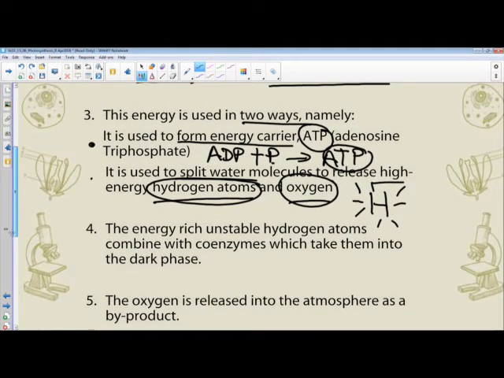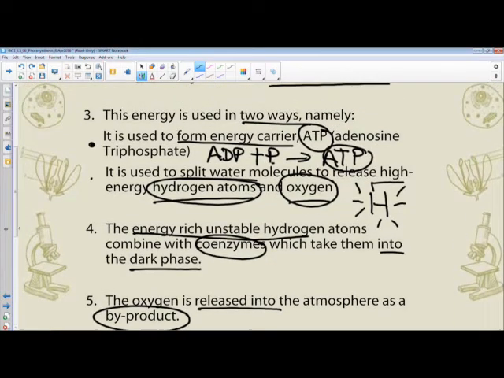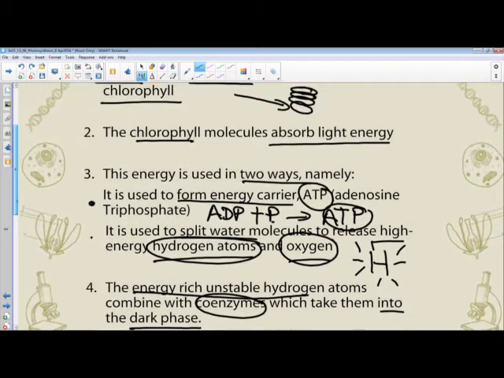Here it comes. The energy-rich unstable hydrogen atoms combine with coenzymes, which then take them into the dark phase. And that energy is then utilized for the light independent phase. The oxygen that is released is then given off into the atmosphere via the stomatal pores as a byproduct. So that's essentially the light dependent phase. And what we've got to take note of from this is that it occurs in the grana.